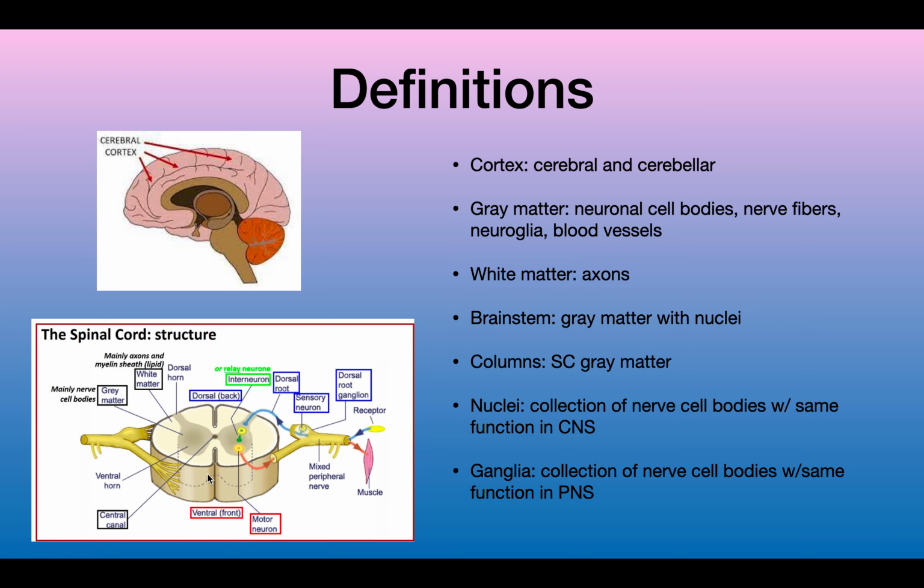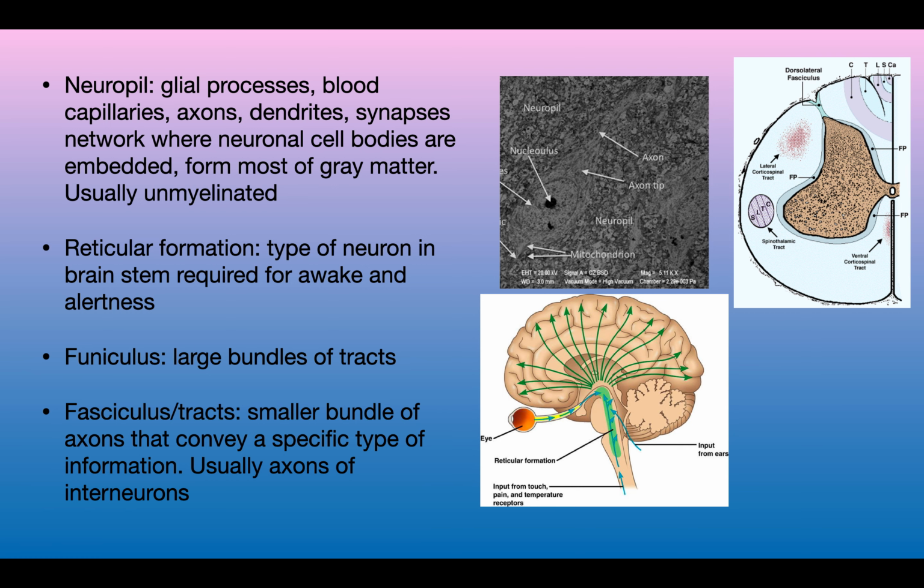So here we go. There would be the dorsal and then the ventral root, ganglion right here, white matter, gray matter inside. There are neuropils, which are glial processes. That also includes the blood capillaries, axons, dendrites, synapses, and those form a network where the neuronal cell bodies are going to be embedded, and that predominates in the gray matter, and it's usually unmyelinated.